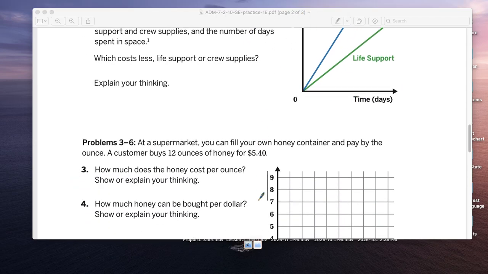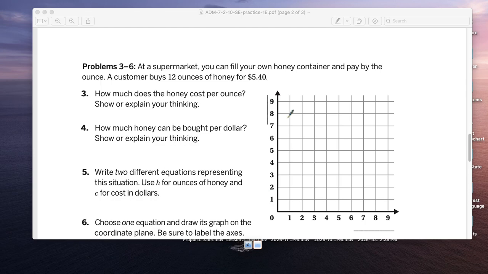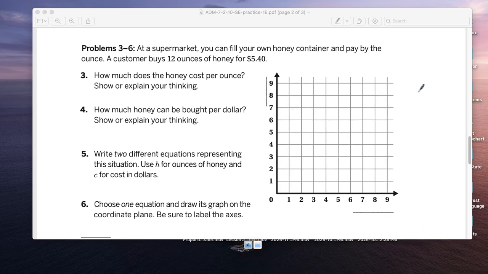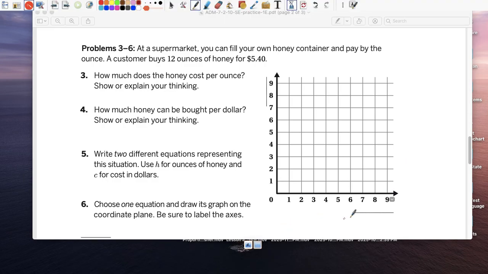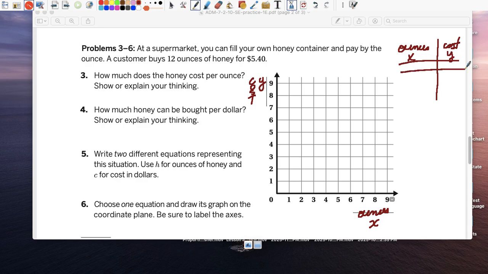This one, you have one piece of information. I'm not a big fan of this. So we had ounces of honey, so let's call this ounces on the x-axis, and this will be my x. And here will be my cost. This will be my y-axis. So let's create a table. We can call ounces, which represent my x-axis, and cost, which represents my y-axis. Let's get some numbers in there.